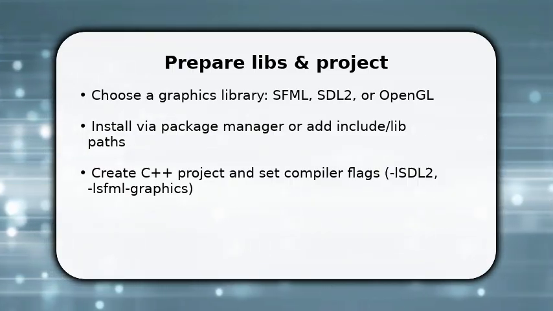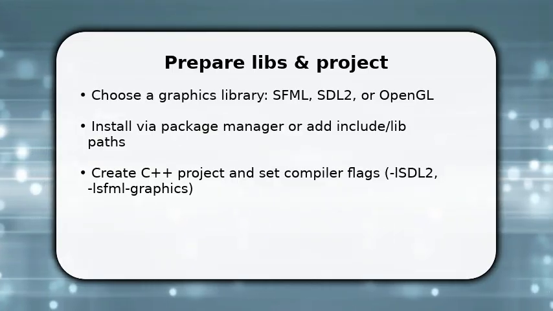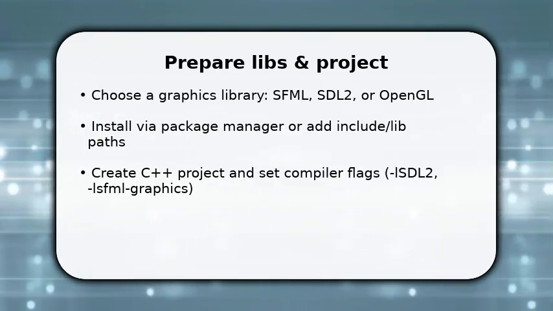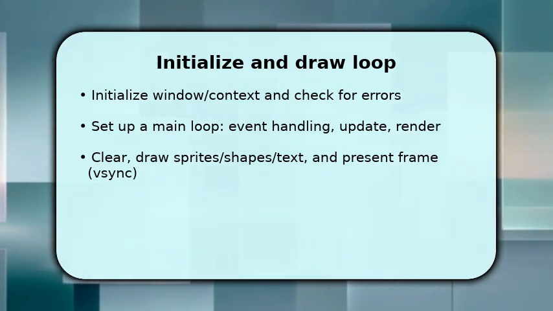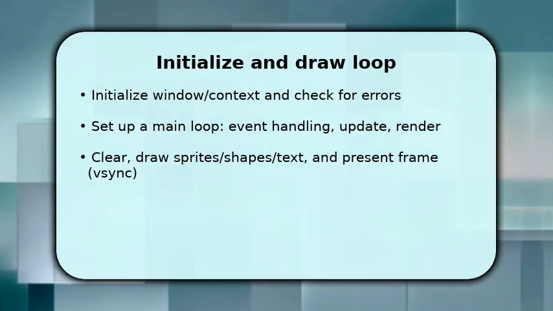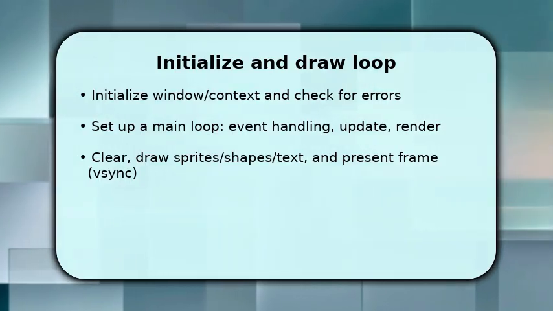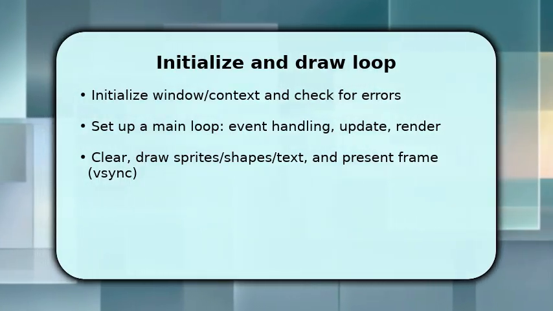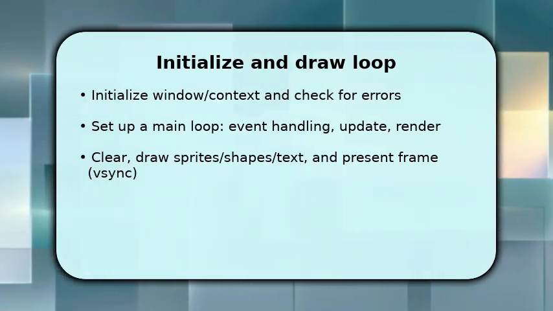Make sure to include the library headers at the top of your main file, so compilation errors appear early and are easier to fix. You initialize the window or context immediately and verify the return codes so you catch setup problems early. Once the window exists, implement the main loop, poll events, update state, then render. In render, clear the back buffer, draw sprites, shapes, or immediate OpenGL calls, then swap buffers or display the frame.